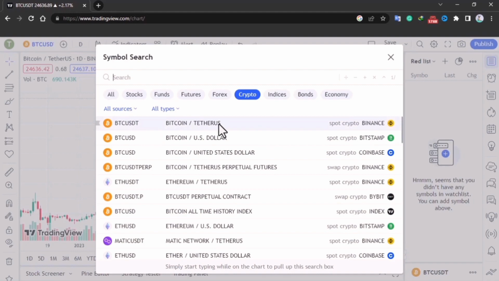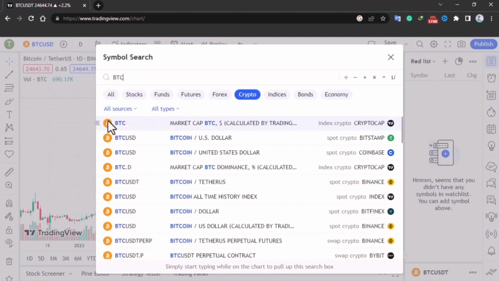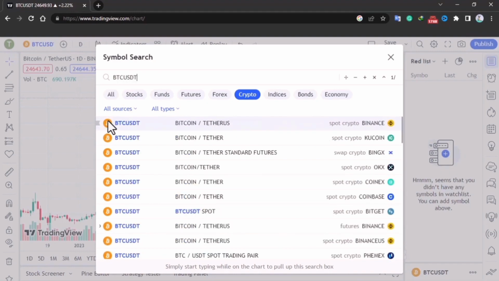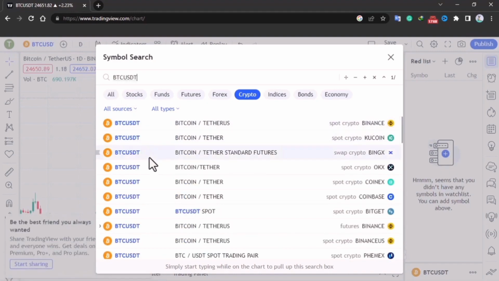But how do we use this? I just want to check the chart for Bitcoin to USDT. This is the most popular form of pair in the cryptocurrency world for trading. So I just search for BTC, and this is the short form, USDT. And then you can see lots of other options here. These are all Bitcoin to USDT pairs. But what are the differences?